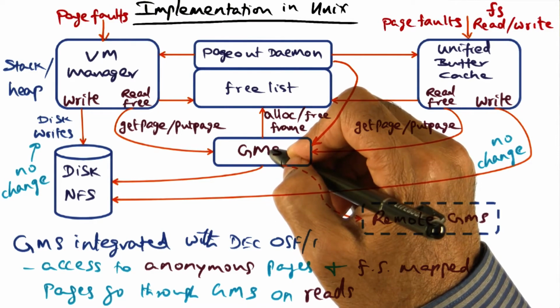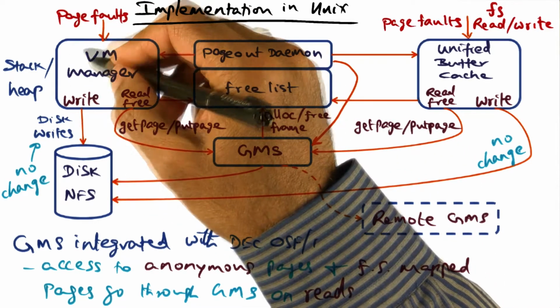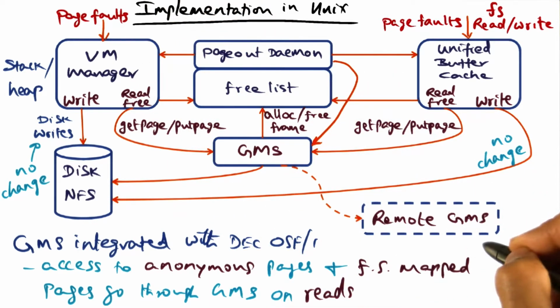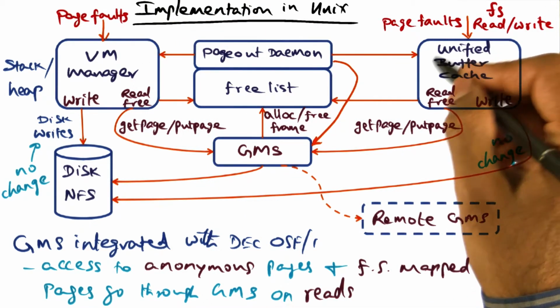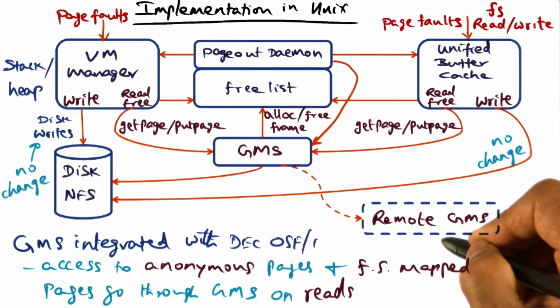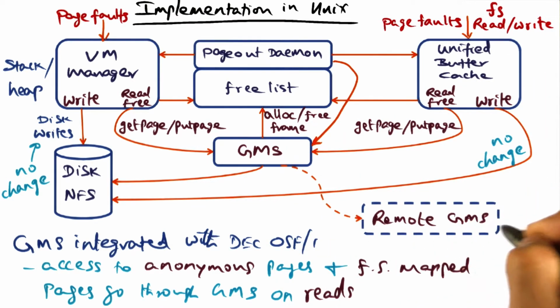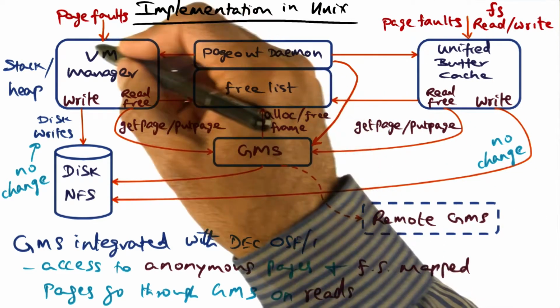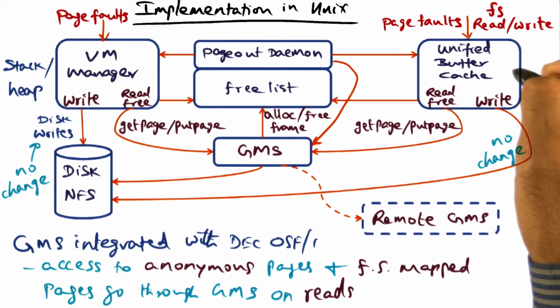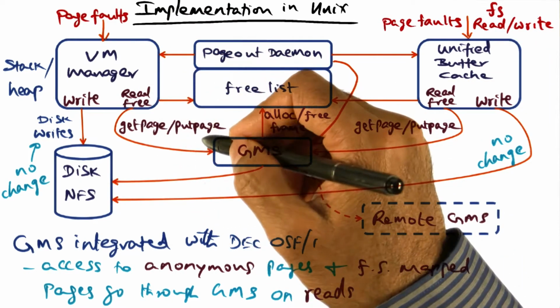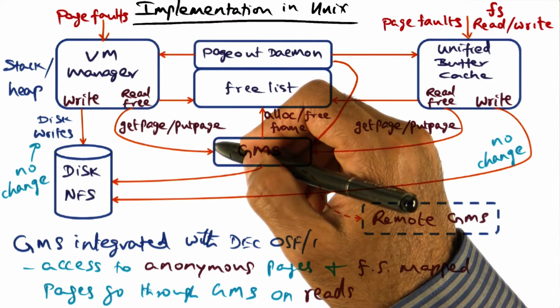because GMS knows whether a particular page that is missing in the address space of a process is present in some remote GMS. And similarly, if a page is missing from the file cache, it knows whether that page is perhaps in the remote GMS. So that's why we modify the virtual memory manager and the unified buffer cache manager to get their calls for getting and putting pages.